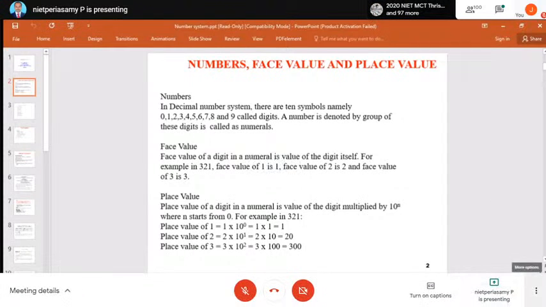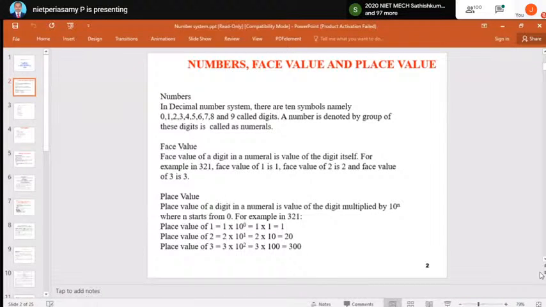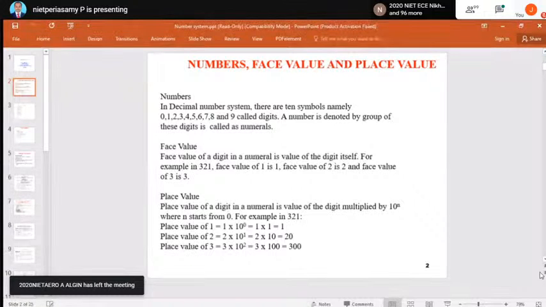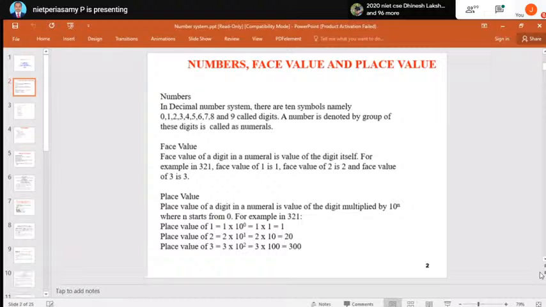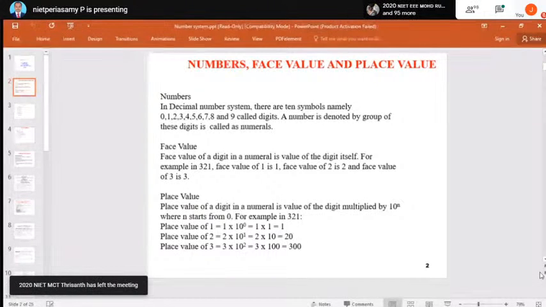Place value. The place value of the digit is multiplied by 10 power n, where n starts from 0. For example, if you take the same example, 331, the place value of 1 is 1 into 10 power 0. For any number, 10 power 0 will be equal to 1. So 1 into 10 power 0 equals 1 into 1 equals 1. So the place value of 1 is 1.